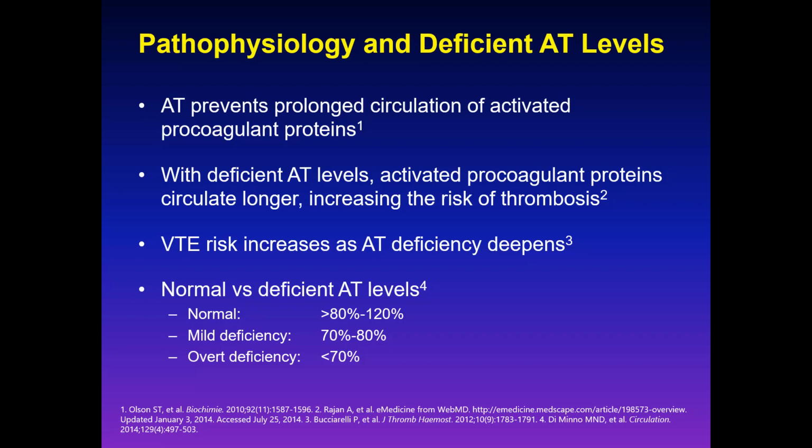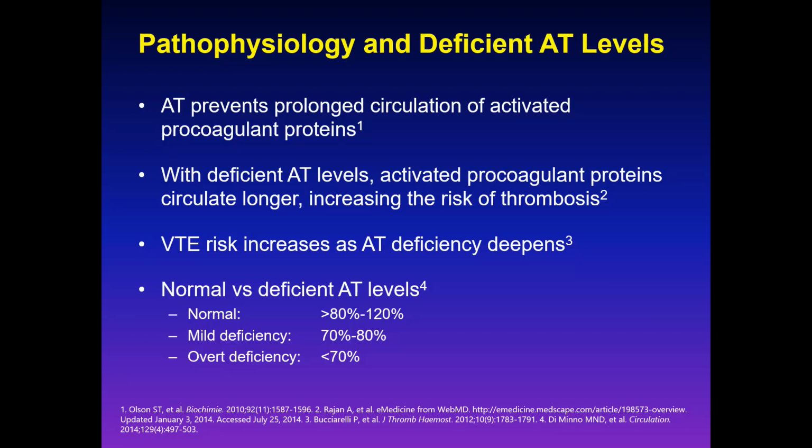Okay, so as I start steering toward what happens in the body when antithrombin is deficient, you can imagine that the less antithrombin you have, the more prolonged circulation of activated procoagulant proteins you're going to have. And they'll circulate longer and thus increase the risk for thrombosis. And as we see in some clinical studies, as antithrombin effect or concentration decreases, the VTE risk increases.